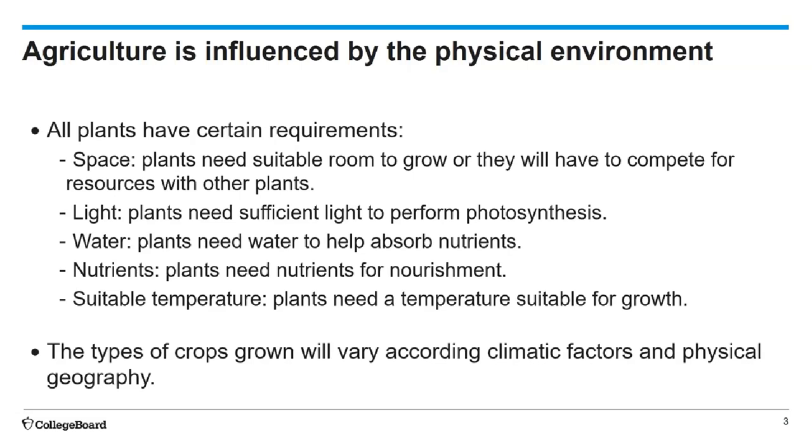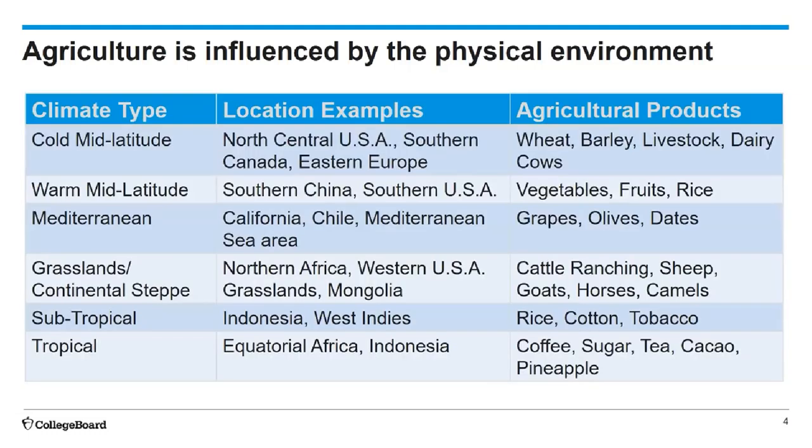The types of crops grown will vary according to climatic factors and physical geography. Agriculture is influenced by the physical environment. In a climate like a cold mid-latitude climate, which is found in north central United States, southern Canada, or even eastern Europe, we're going to see things like grasses, wheat, barley, and cows, livestock, dairy cows, those sorts of animals that are going to be grown.